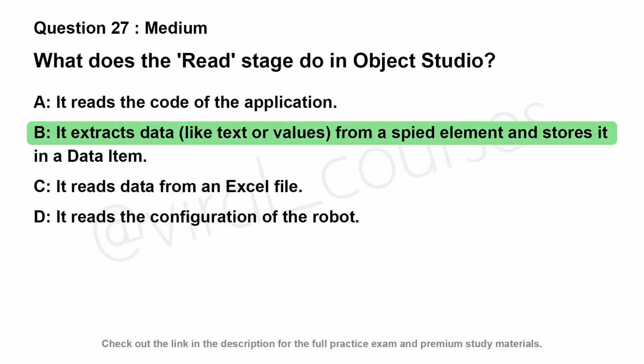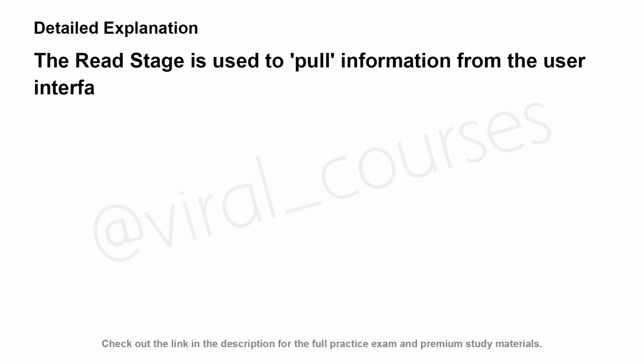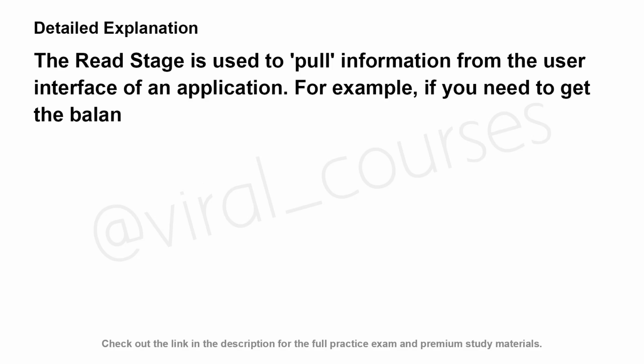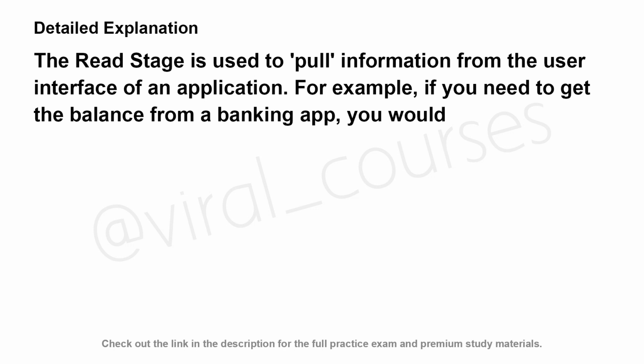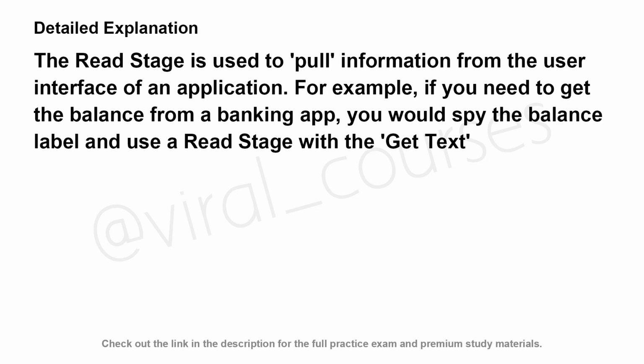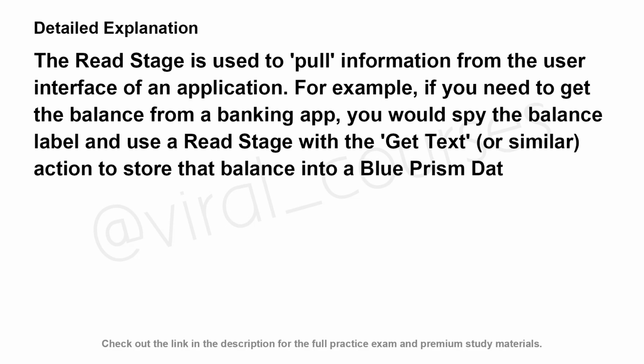The correct answer is B. The read stage is used to pull information from the user interface of an application. For example, if you need to get the balance from a banking app, you would spy the balance label and use a read stage with the get text or similar action to store that balance into a Blue Prism data item for further processing.